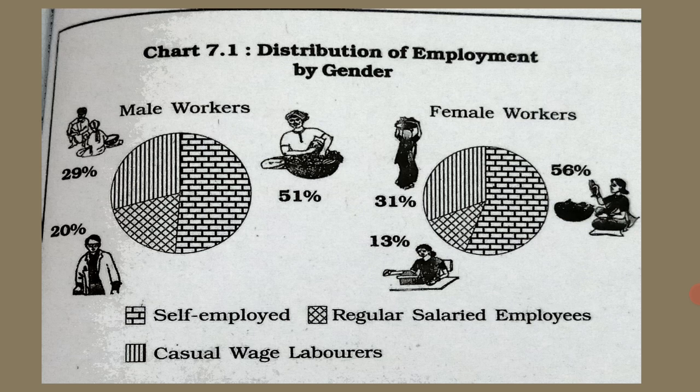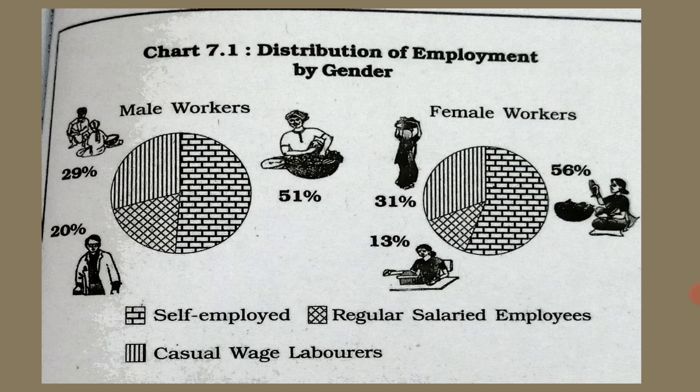And see here, male workers and female workers, percentage of self-employed, regular salaried employed and casual wage laborers. Yes, before going to discuss self-employment, regular salaried employment and casual wage laborers, just see the picture, male workers and female workers, and go through that keynote. The first one is self-employed.